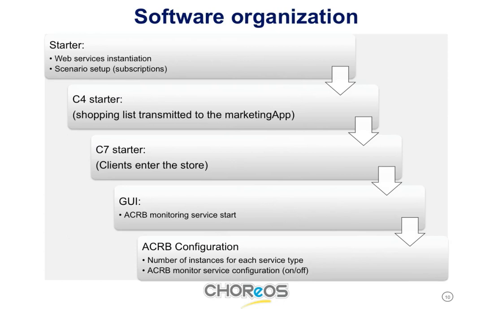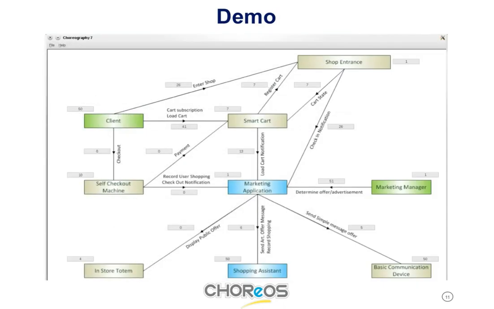In addition, we have the ACRB configuration file. This file is used to specify the number of instances for each service type and to disable or enable the ACRB monitoring service.